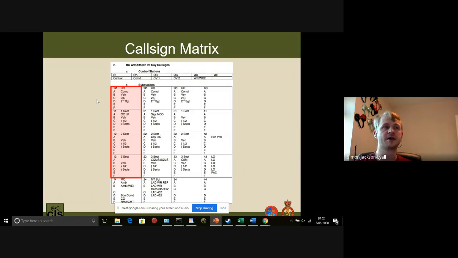Then you have your substations. In this instance, this is a company level net, so you're going to have 3 platoons: 1 platoon, 2 platoon, 3 platoon. The highlighted area at the moment is 1 platoon. They're all going to start with 1. Cool. Mark, I will get to that in a second.